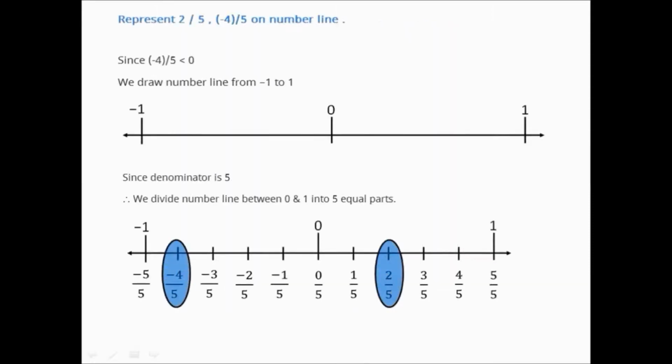Let me give you one more example. Let us represent 2 by 5 and minus 4 by 5 on number line. As we know, 2 by 5 is a proper rational number. It lies between 0 and 1. Hence, the unit part from 0 to 1 is divided into 5 equal parts, and the second part is marked on the number line. Minus 4 by 5 is a negative proper rational number, so it lies between 0 and minus 1. Hence, the unit part is divided into 5 equal parts, and the fourth part is marked on number line.